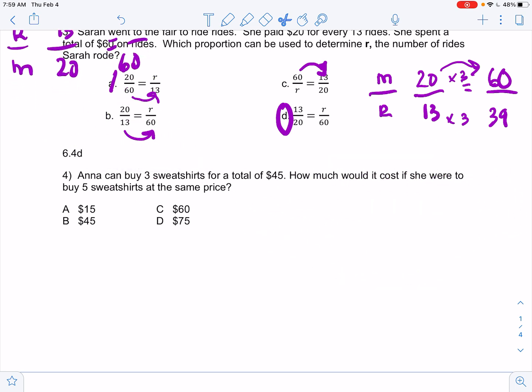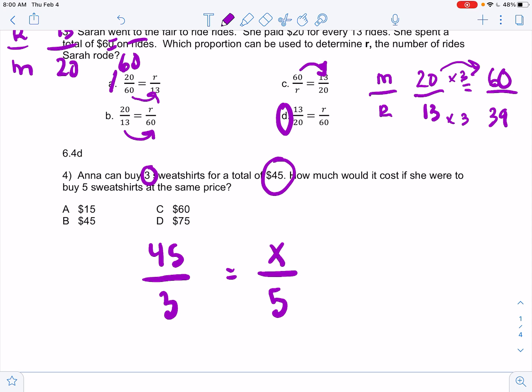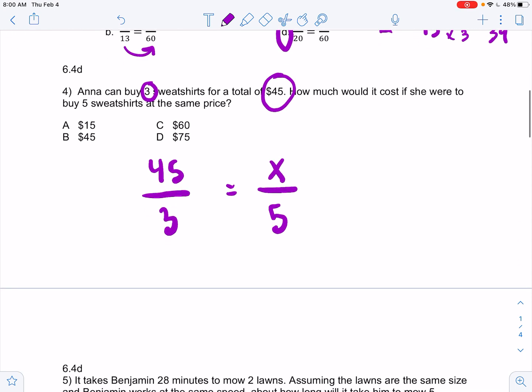Anna can buy 3 sweatshirts for a total of $45. How much would it cost if she were going to get 5 sweatshirts? There's 2 ways you can do this. You can divide, well, you're going to say 45 divided by 3, that would give you your unit rate. But we want to know for 5 how much it would cost. You can't get 3 to 5, so we're going to set up and we're going to do this proportionally.